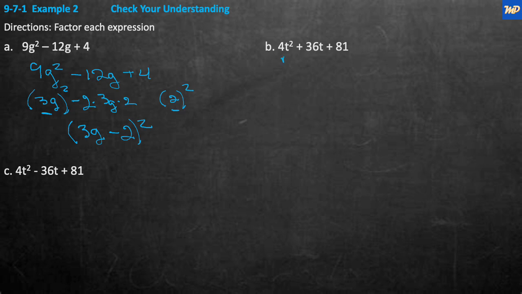So now we're going to go to B. You see the 4. We can factor this: it's 2 times 2, so this is going to work. 81 is 9 times 9.